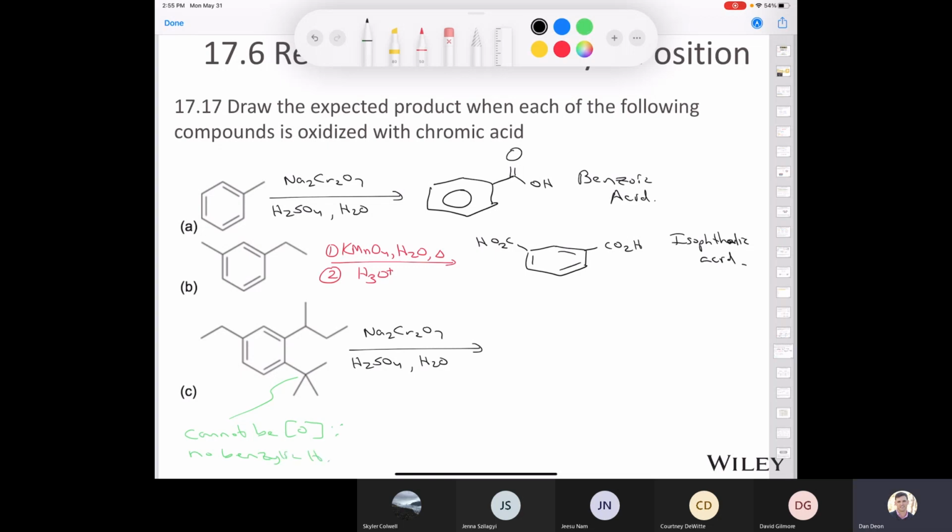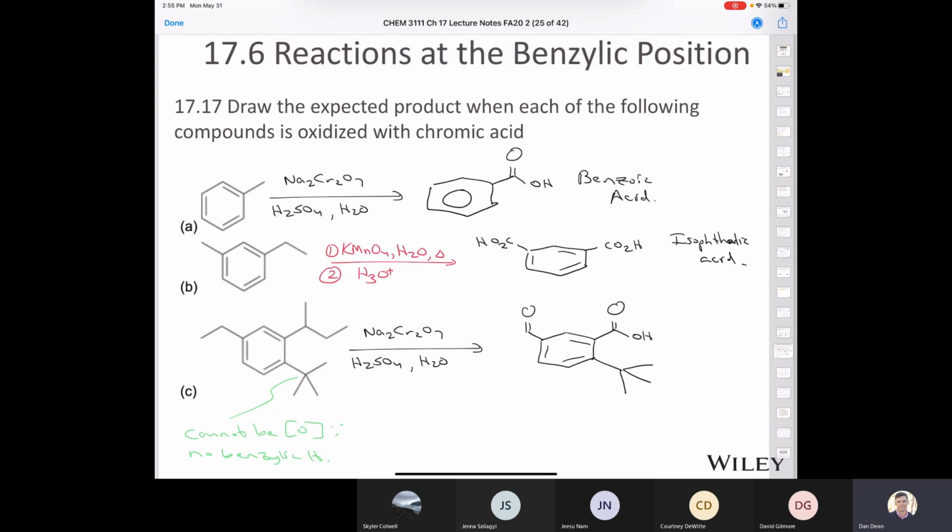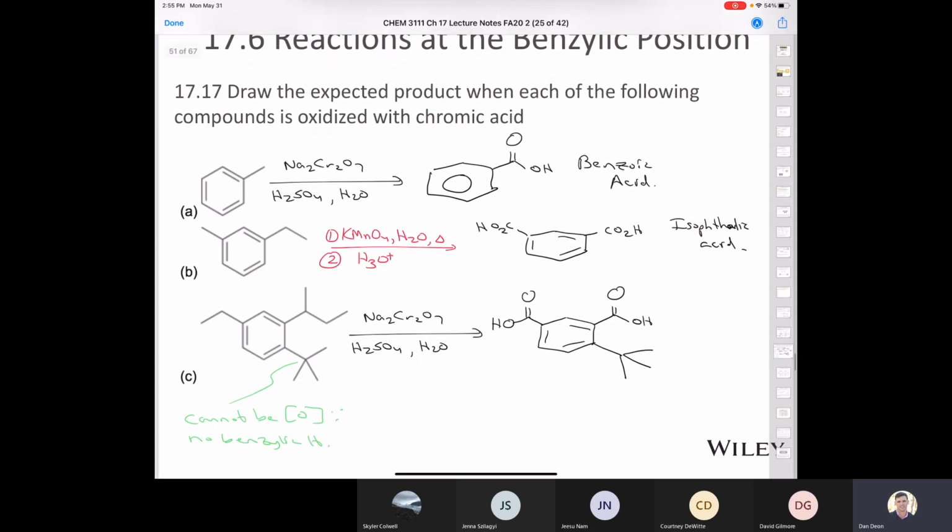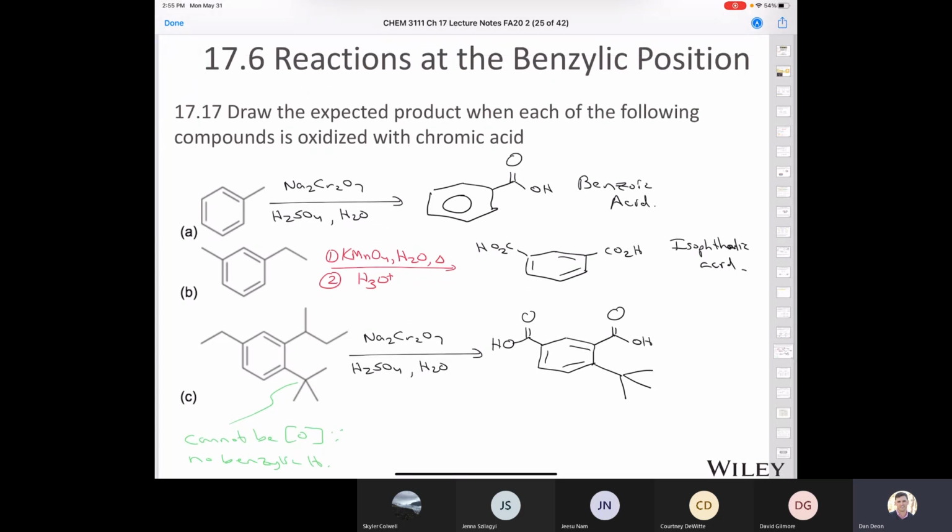So what am I going to end up with? I'm going to have my aromatic ring. I'm going to have that tert-butyl group, which is going to remain completely untouched, like that. Then I'm going to oxidize here, and I'm also going to oxidize over here in the two positions that do have benzylic protons. And that is it, my friends. There you go. So that's how you do reactions at the benzylic position.